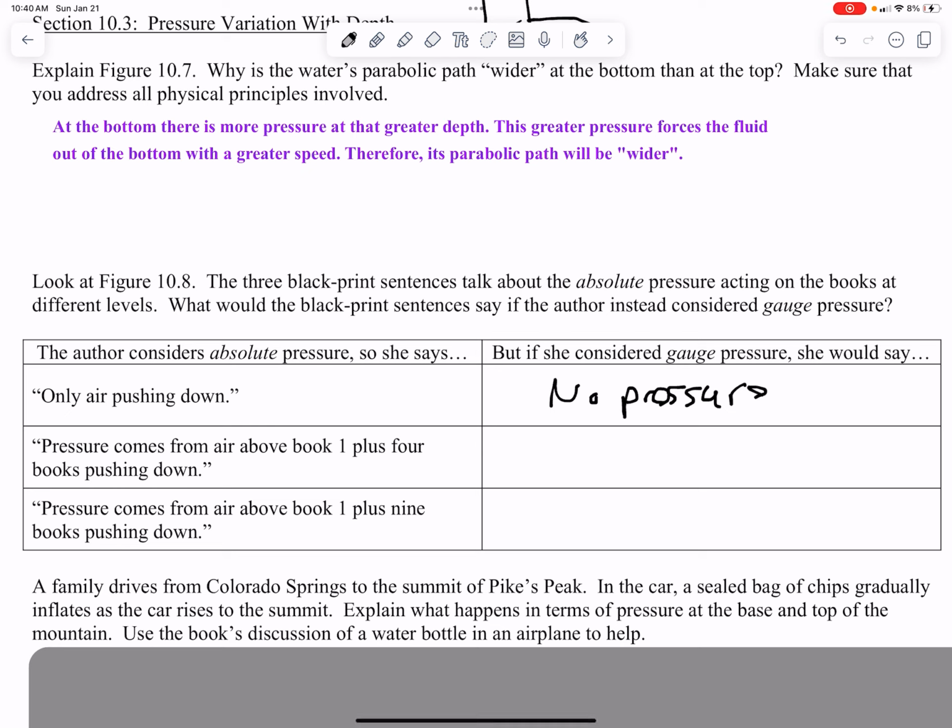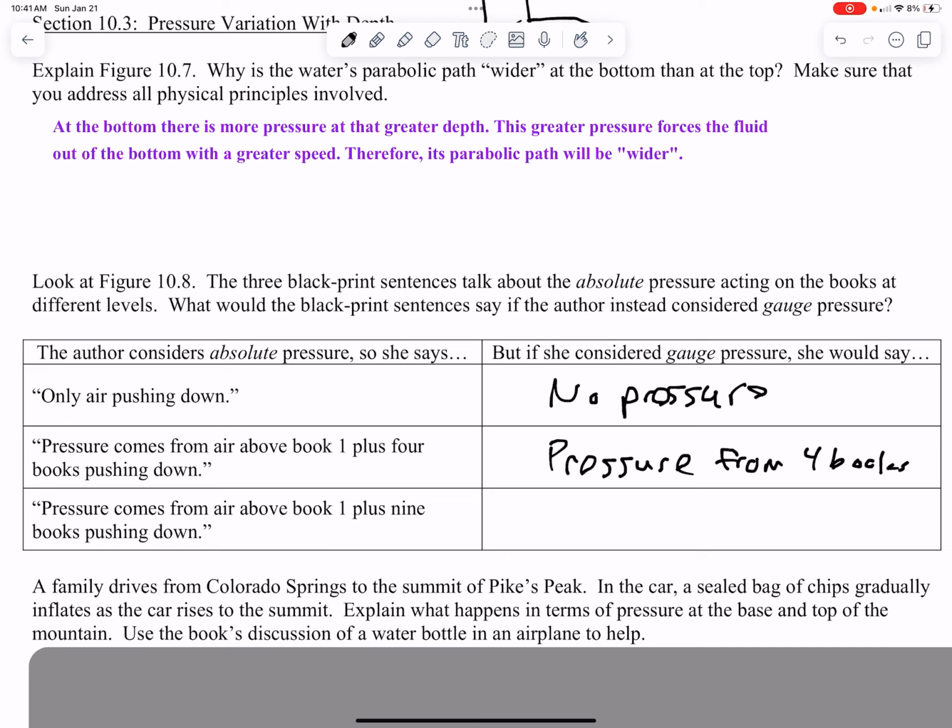Now, the second one, the author was talking about, I think, the fifth book down. They say the pressure coming from book one plus 4 books pushing down. So this would just be the pressure from 4 books above, which would be essentially the weight of the books divided by the area that they're applying their weight on.